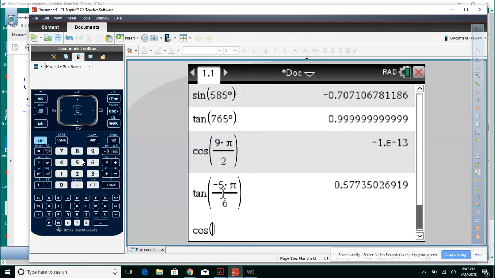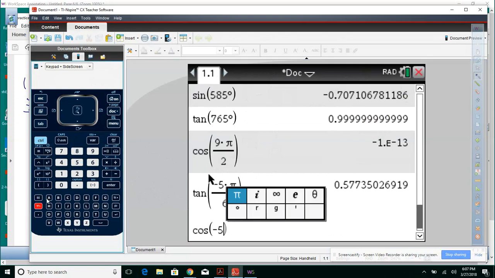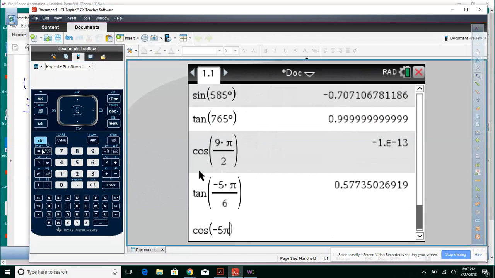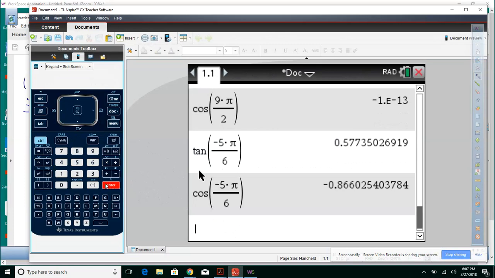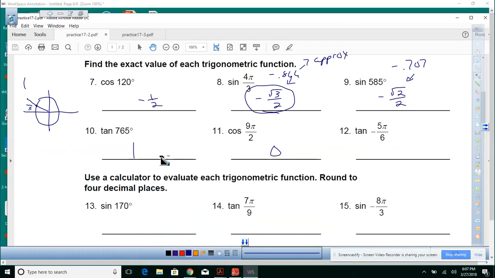Cosine 5 pi over 6. Ooh, that was negative 5 pi over 6, which is where? Well, let's see. Negative 5 pi. Control divide 6 at negative 8.66. All right. That's actually over here. I misspoke. That's right in there.